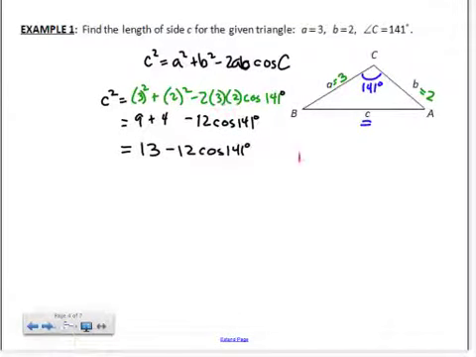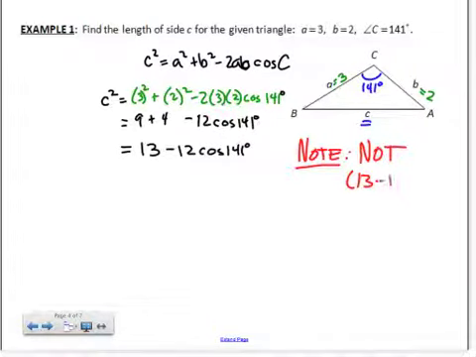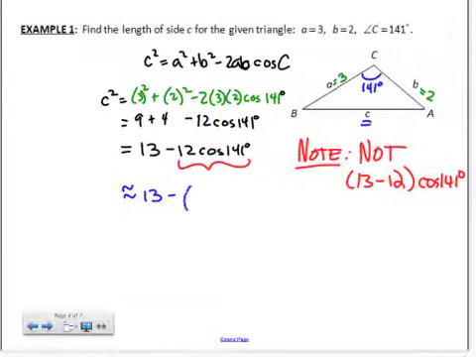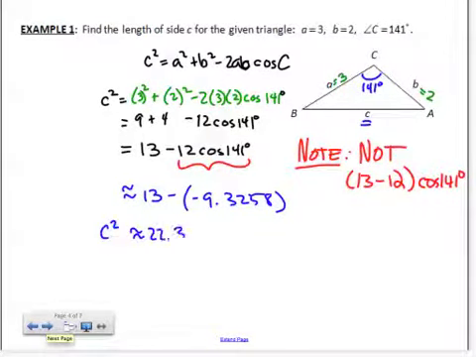Okay, note! When we do this, this is not 13 minus 12 times the cosine of 141. You have to do the 12 cosine 141 first. So now we can approximate. This is approximately 13 minus negative 9.3258. So c squared is approximately 22.3258.